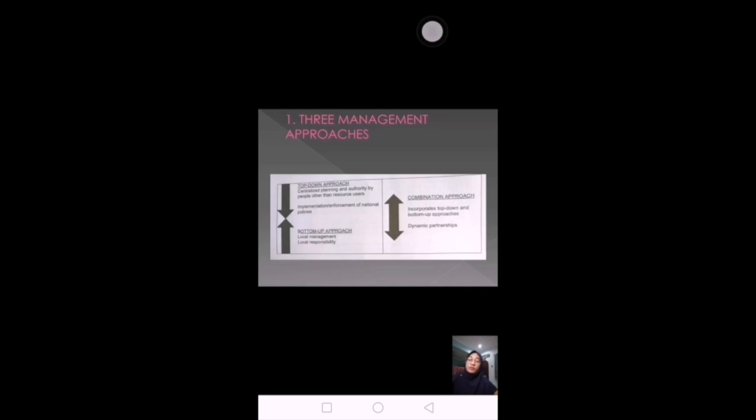Second is the bottom-up approach. People who are directly affected by resource use make the major decisions regarding the resource use. For example, a community-based system in which people vote to decide on rules and regulations of fisheries. Next is the combination approach, a mixed approach in which the top people consult frequently with the bottom people and frequently use their input and opinion in shaping decisions.